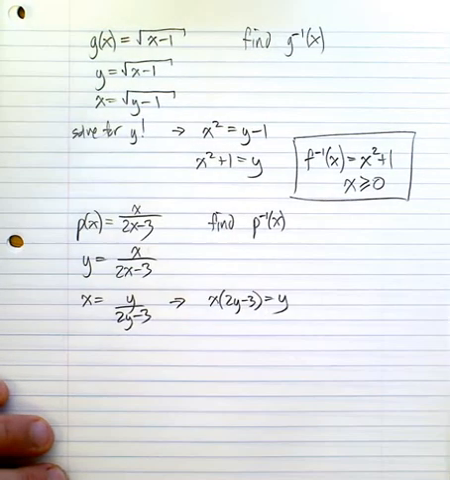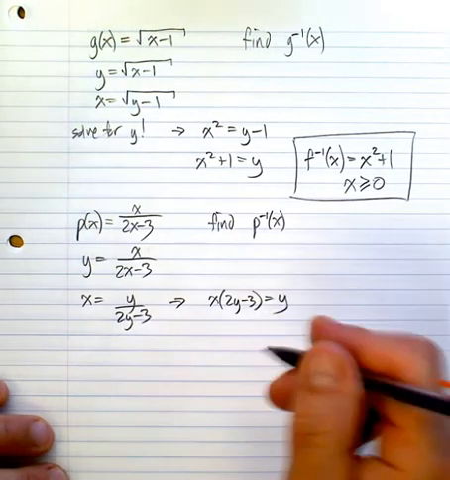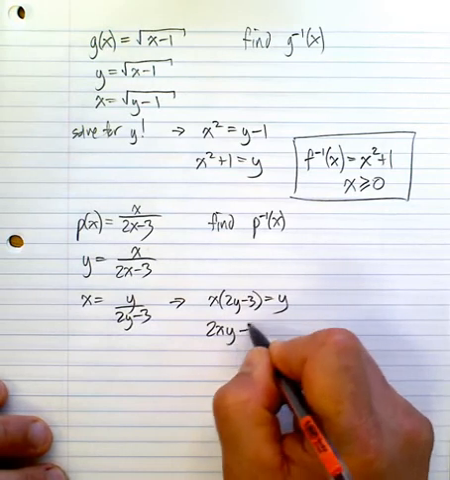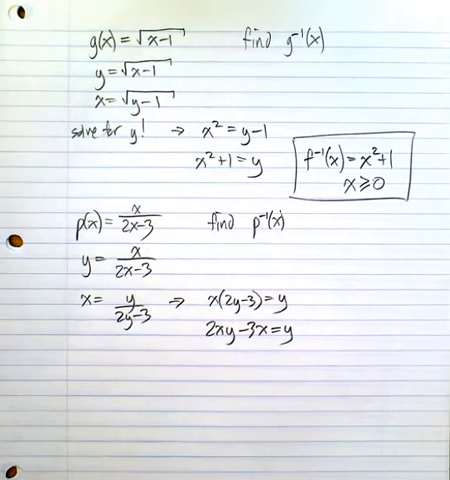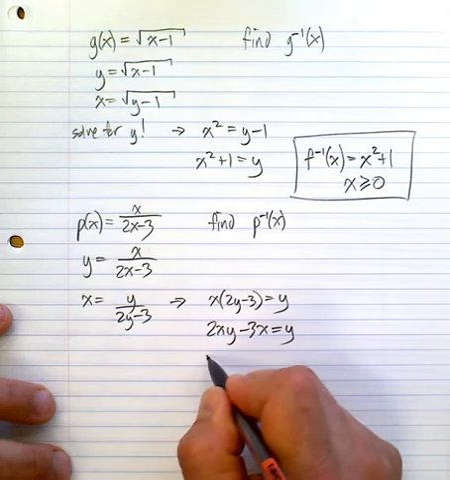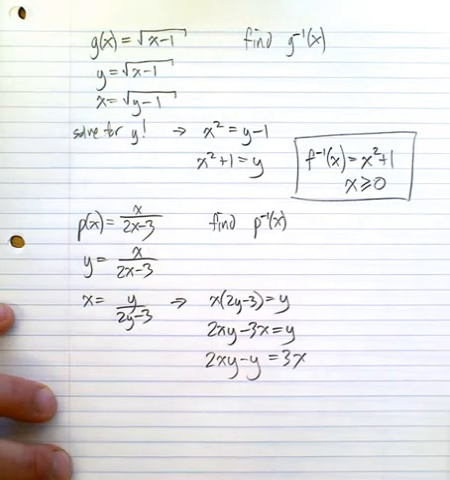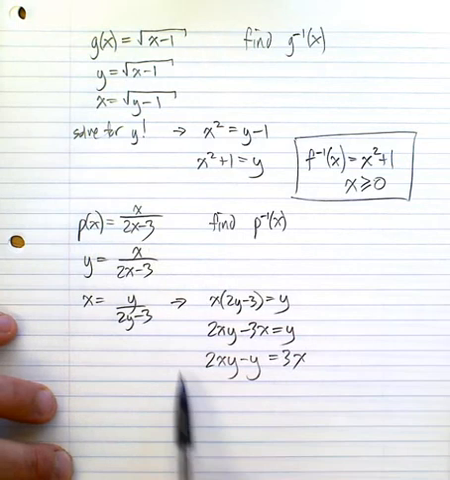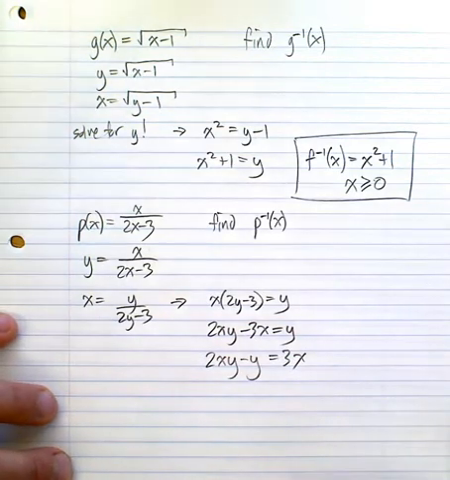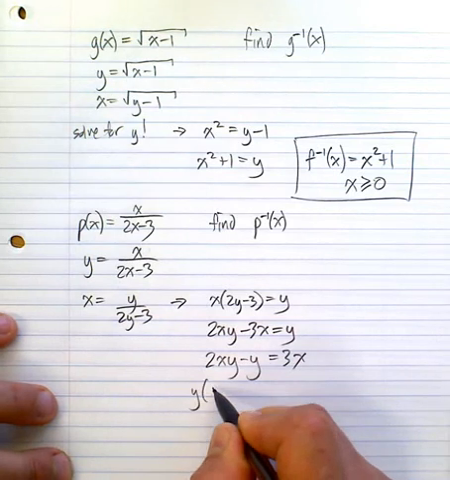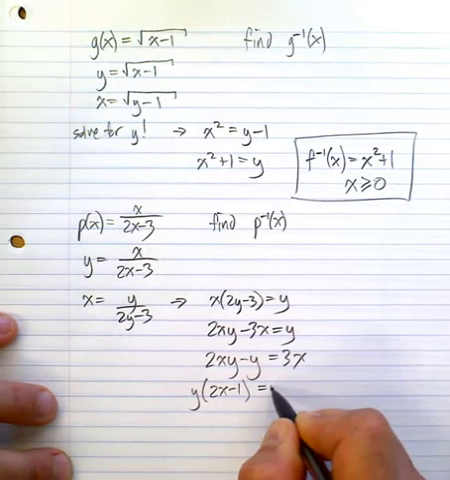You end up with a situation like this. Multiply it out, you get 2xy minus 3x equals y. How can we isolate the y so that I can end up with y equals? The idea here is that you have to bring all the y's to one side and everything else to the other side. Hopefully now you can see that there is a way to remove a y from this, and it's called factoring. You take out a y, you're left with 2x minus 1, and that's equal to 3x.